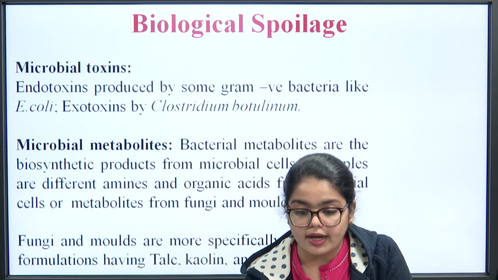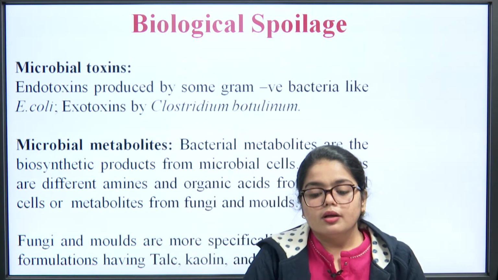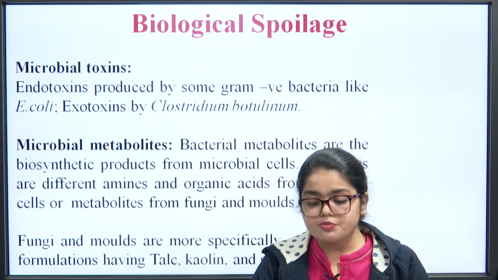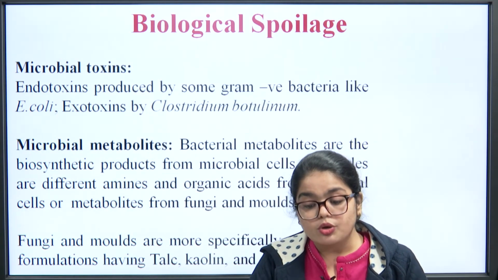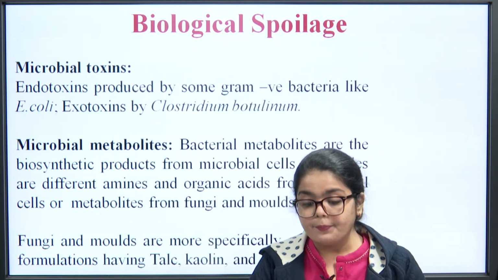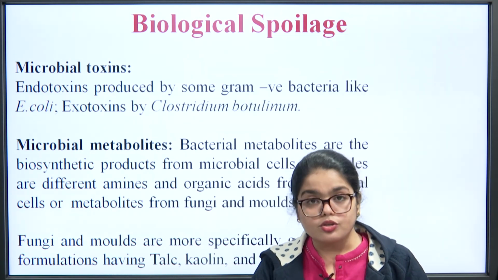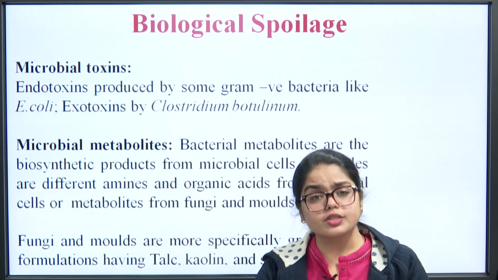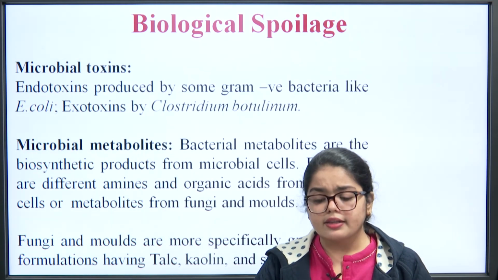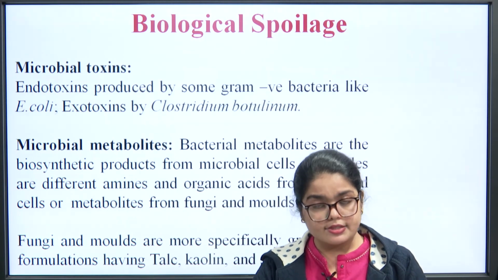So, coming to the next slide, it says about the microbial toxins. Endotoxins are produced by some gram negative bacteria like E. coli, exotoxins by Clostridium botulinum. So, these are the endotoxins or the exotoxins which are produced by different bacteria. Gram negative usually produce endotoxins like E. coli, and Clostridium botulinum produces exotoxins.